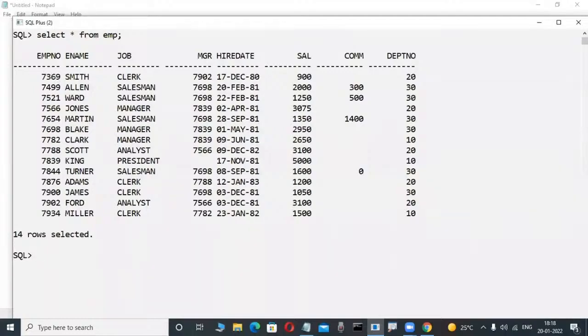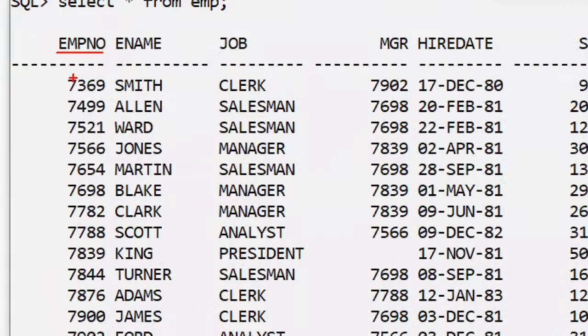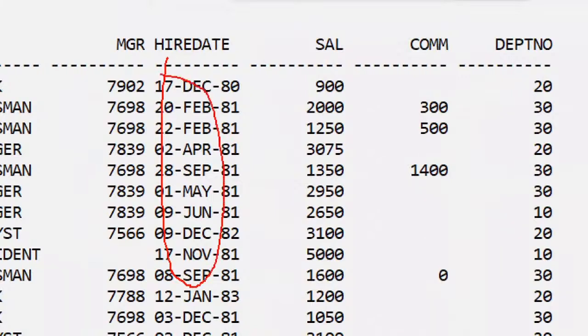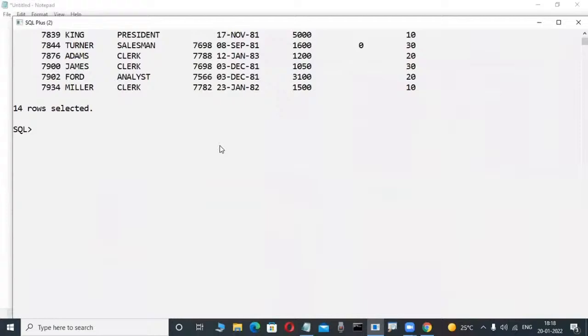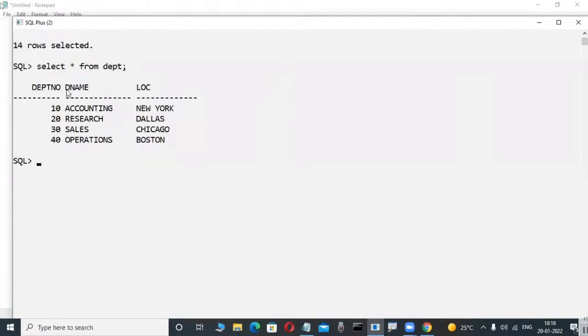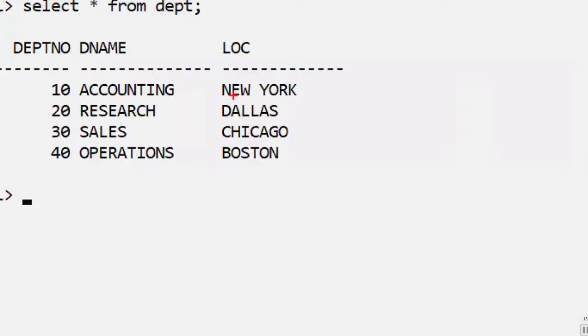Slowly observe here, maybe this is a matrix format. Here employee number: in this column only numbers are available. In this column only characters are available. In this column only dates are available. That's why, observe here, the data is stored in a structured manner. Suppose in your relational database, structured data is there. A structured collection of data is there.